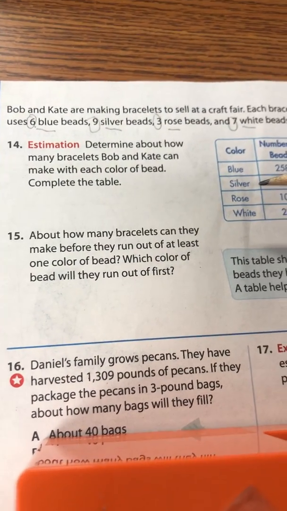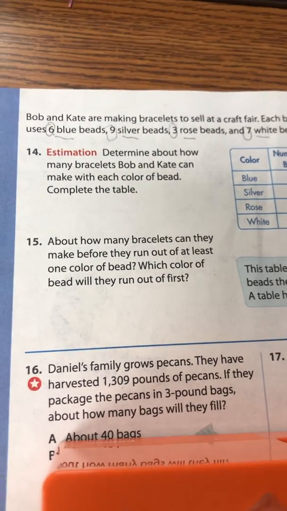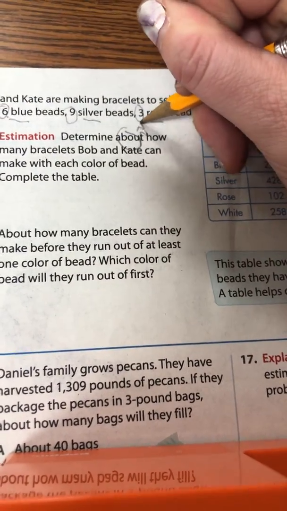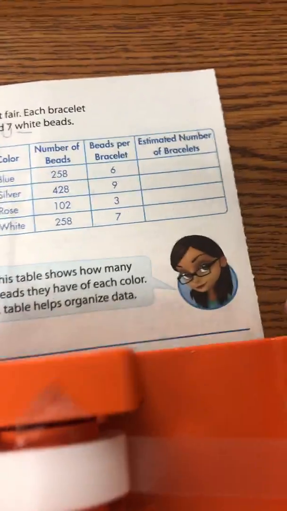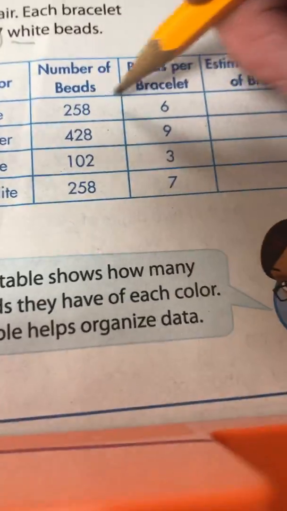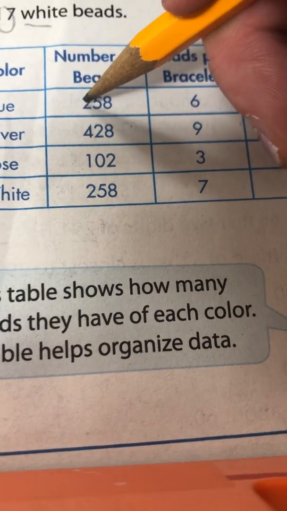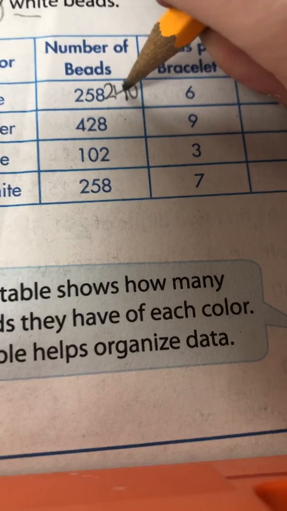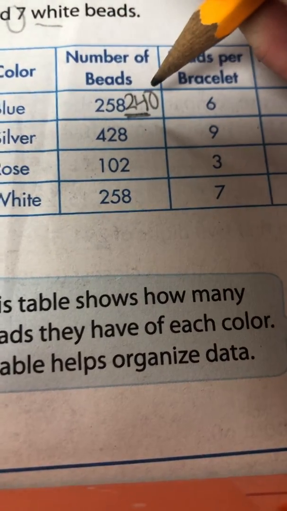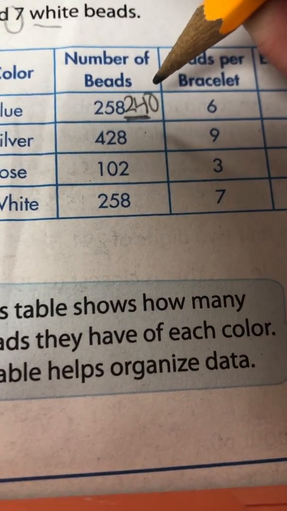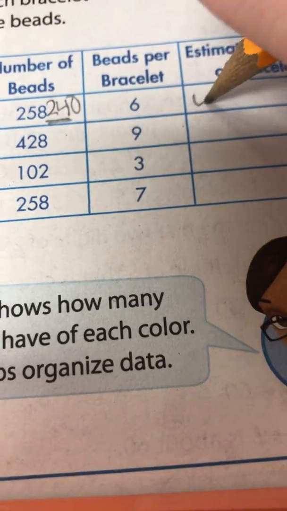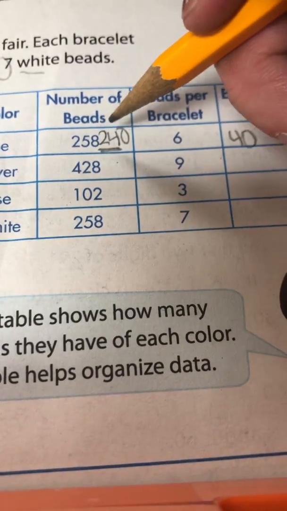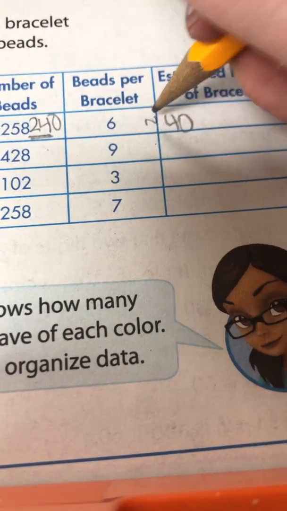Determine how many bracelets Bob and Kate can make with each color of bead. Tells me about how many, so I'm estimating. The table's over here, so I'm gonna divide 258 by 6. 258, I'm gonna round down to 240 because 24 is easily divisible by 6. 6 times 4 is 24, so 24 divided by 6 is 4. Then I've got this 0 here. So 258 divided by 6 is about 40.